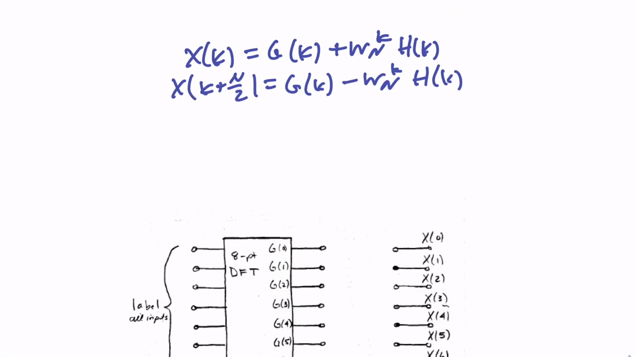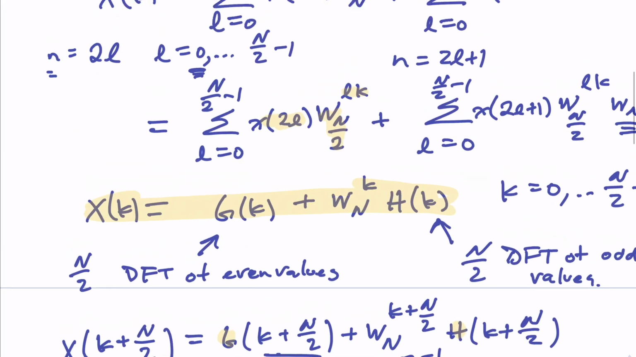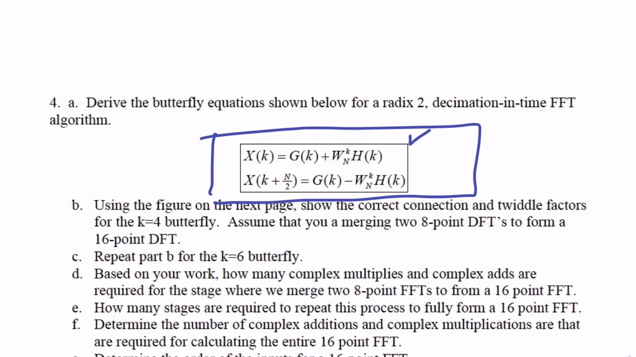Okay, this is a continuation of the solution to the FFT example problem that I put up on the review material. So where we are is we've just derived the butterfly equations, and now I want to show how you apply that for some specific cases: the k equals 4 butterfly and the k equals 6 butterfly.